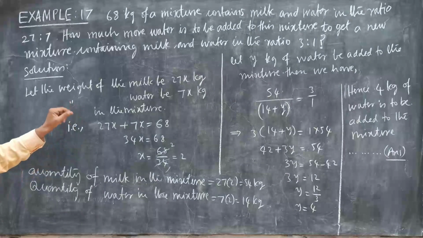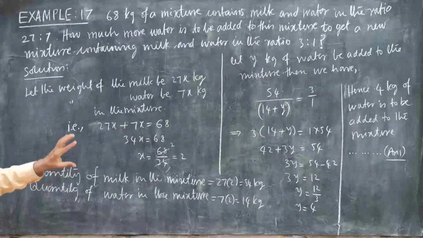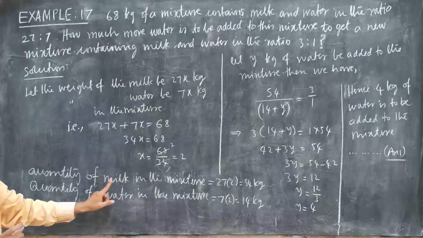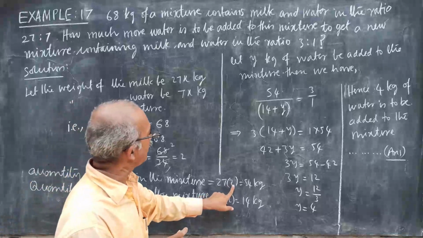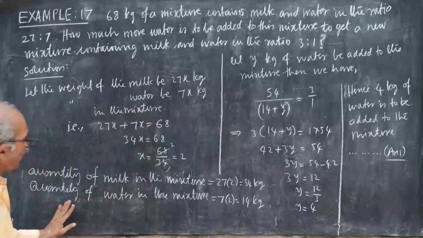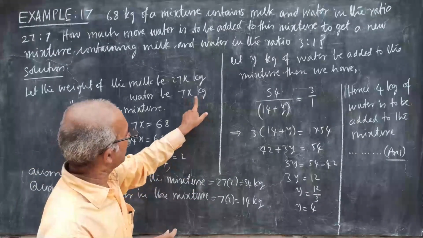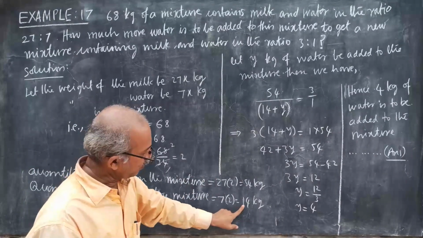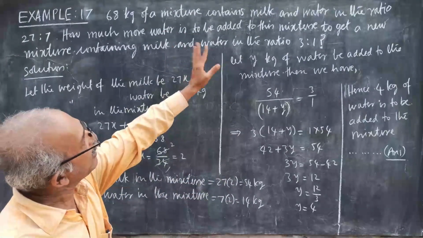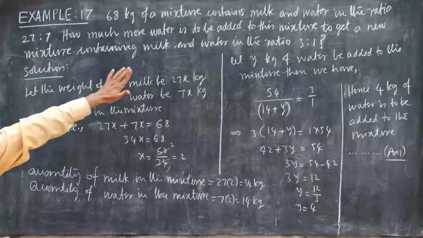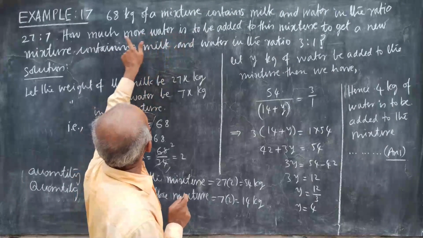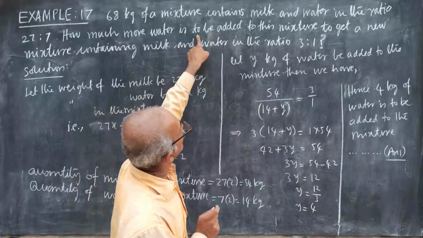Now we shall find the original weight of the mixture before adding any water. So the quantity of milk in the mixture is 27 into 2, that is 54 kg. And the quantity of water in the mixture is 7x kg. So 7 into 2 is equal to 14 kg. Now this is before adding any water. So how much more water is to be added to the mixture?